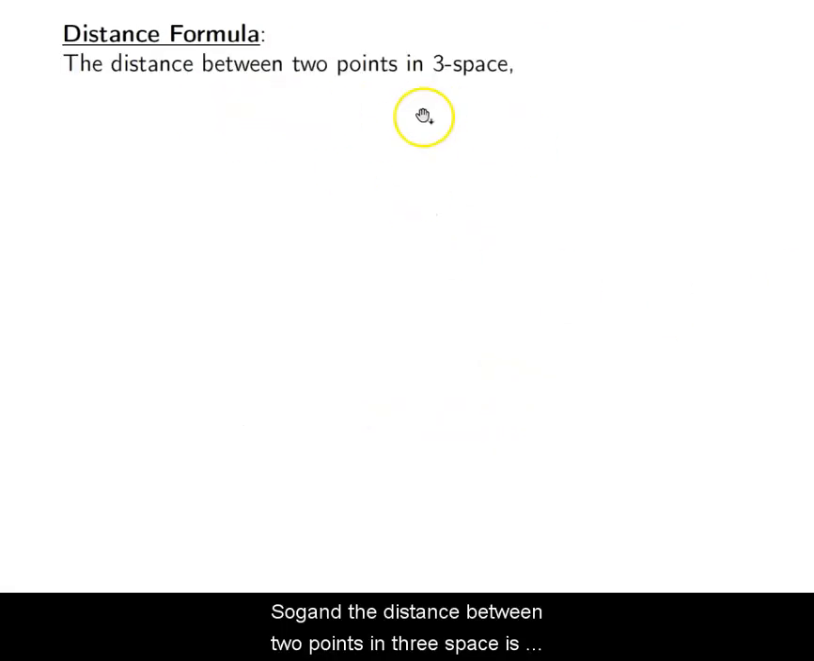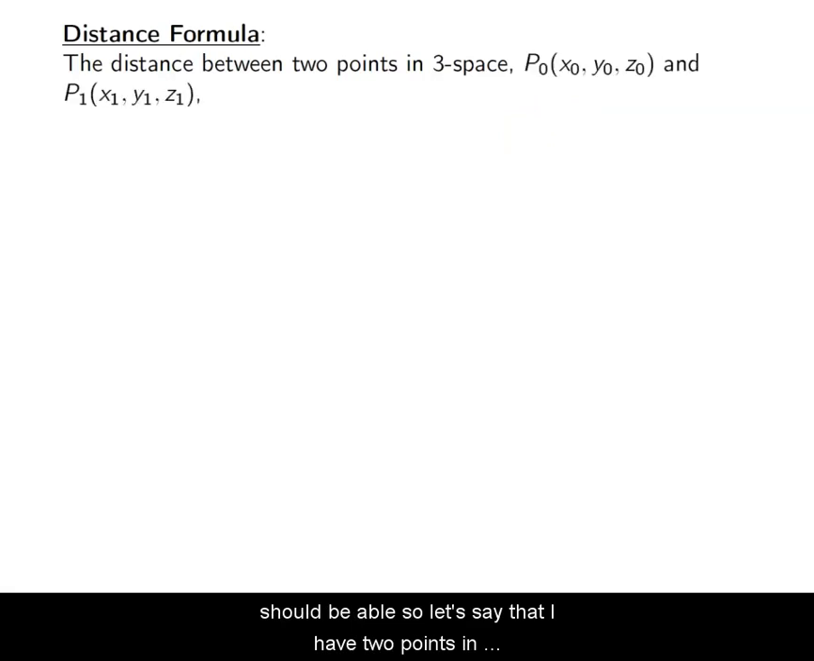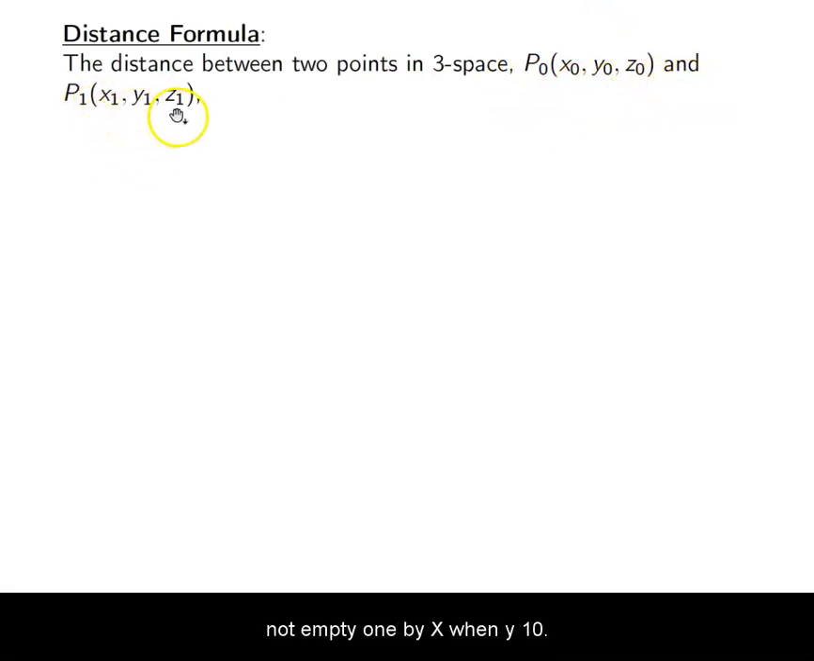So again, the distance between 2 points in 3 space is pretty much the exact same way we calculate it in 2 space, except that we have to take into consideration that extra variable. So let's say that I have 2 points in space. Let's call them P0 and P1. P0 is given by X0, Y0, Z0, and P1 by X1, Y1, Z1.